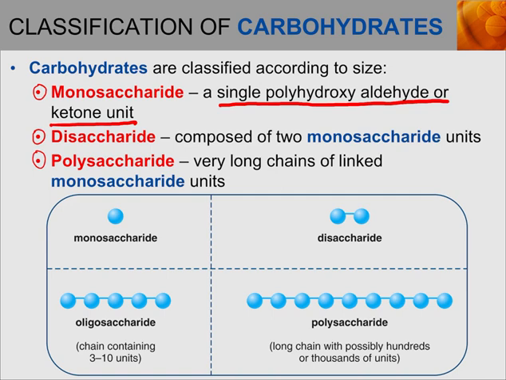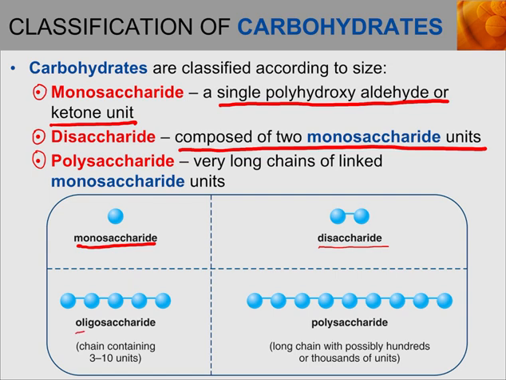A disaccharide, though, would be composed of two monosaccharide units. Down below you can see we have just a little sphere representing our monosaccharide. If we have two of those monosaccharides bonded together, we call that a disaccharide. This could be an example of something that we could add water to and break it apart, and then it would become two monosaccharides. So that is also considered a carbohydrate.